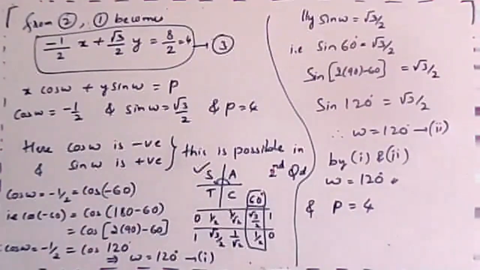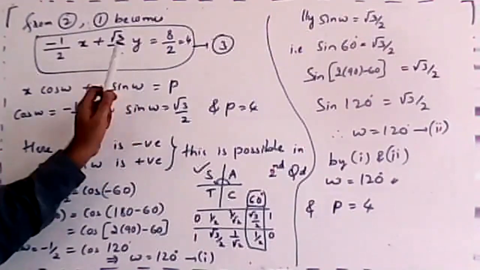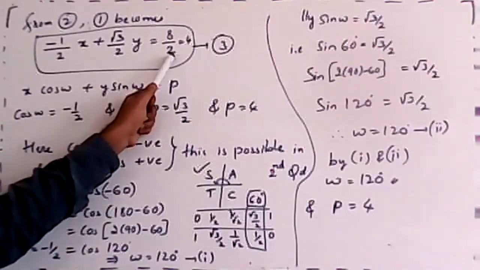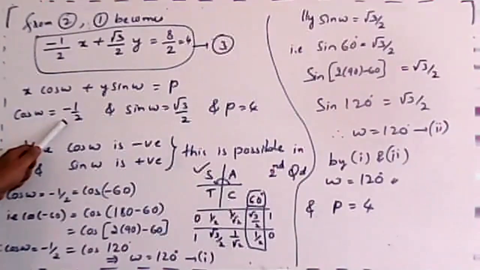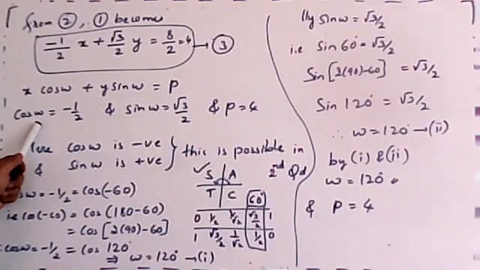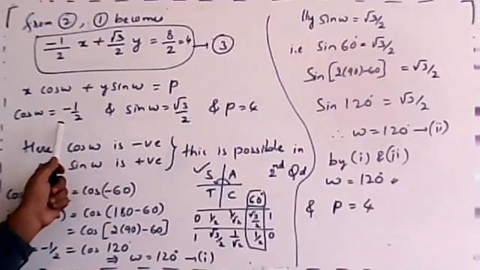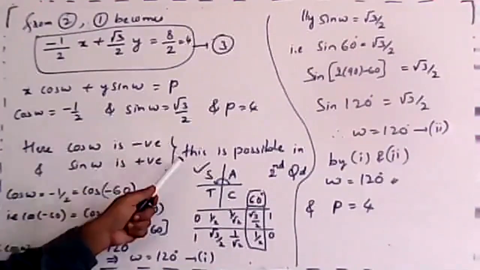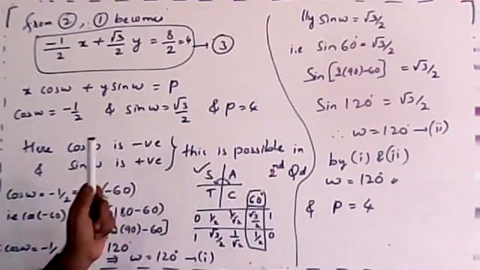Look at the board now, right? This we brought to look like the form x cos omega plus y sin omega is equal to P, right? Then we compared: cos omega is equal to minus 1 by 2, sin omega is equal to root 3 by 2. Now we'll guess. Here cos is negative, and at the same time sin is positive. Simultaneously, sin is positive and cos is negative. In which quadrant is it possible? It is only possible in the second quadrant. Second quadrant means from first quadrant to second quadrant it is 180 degree, right?